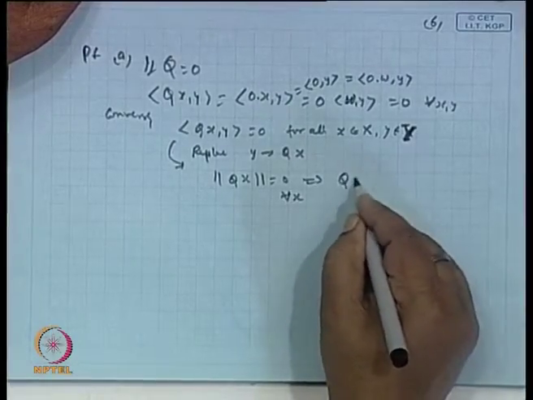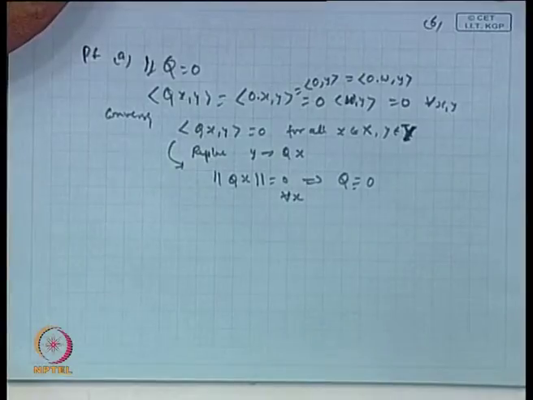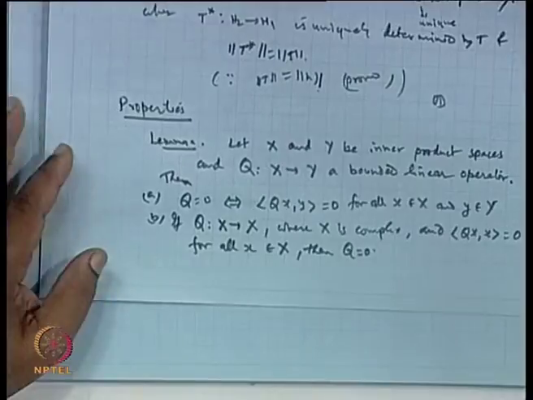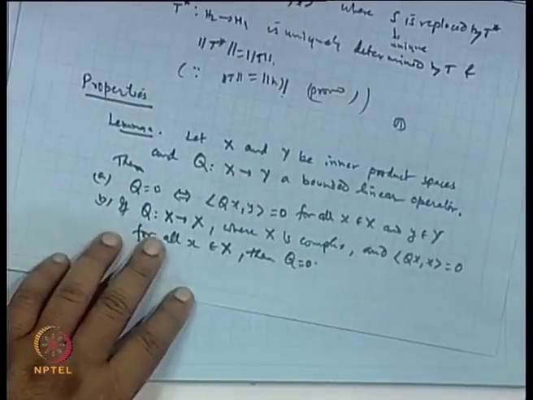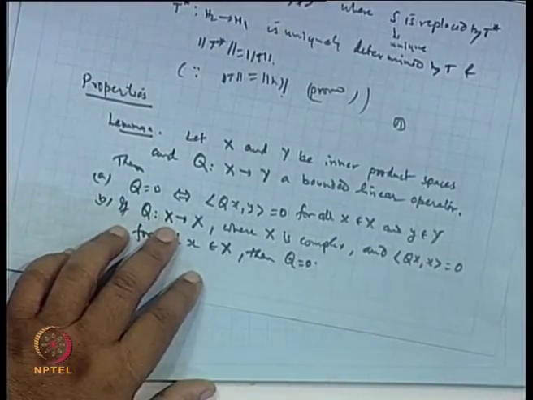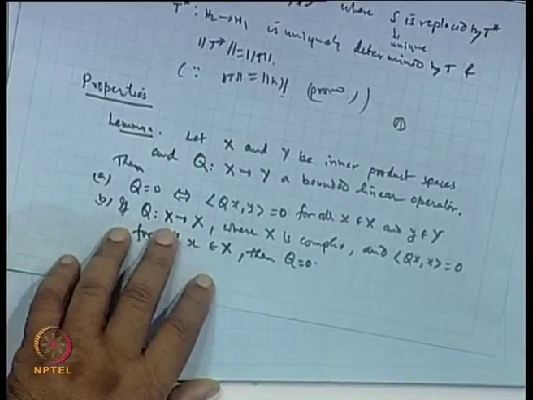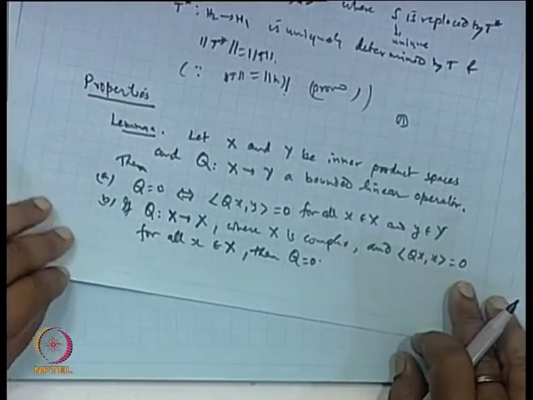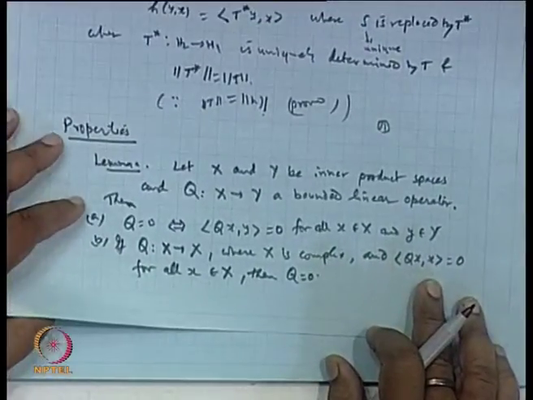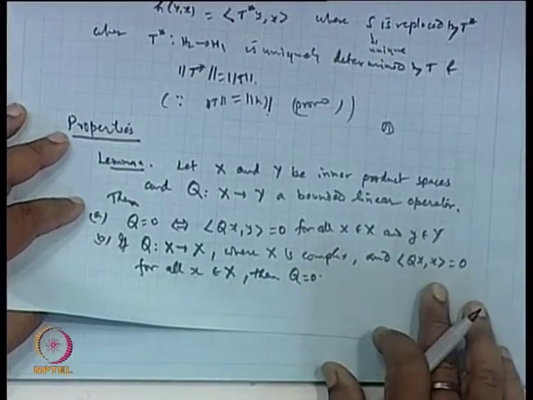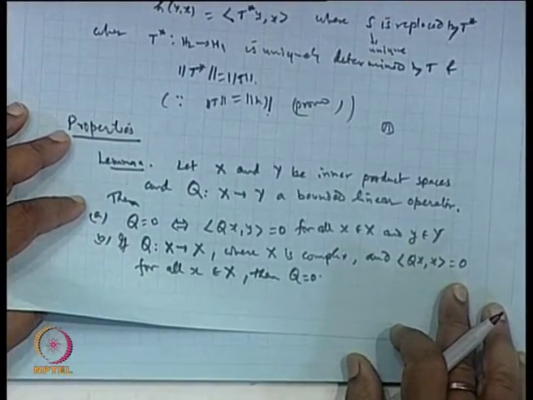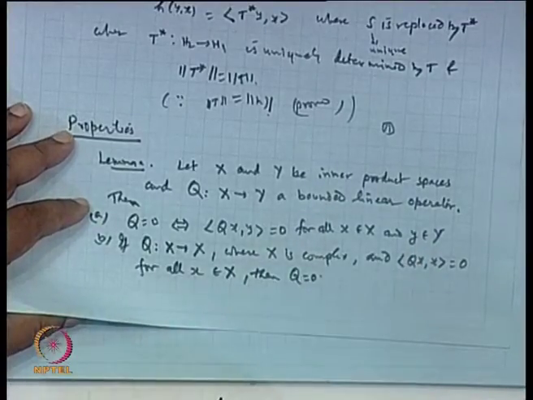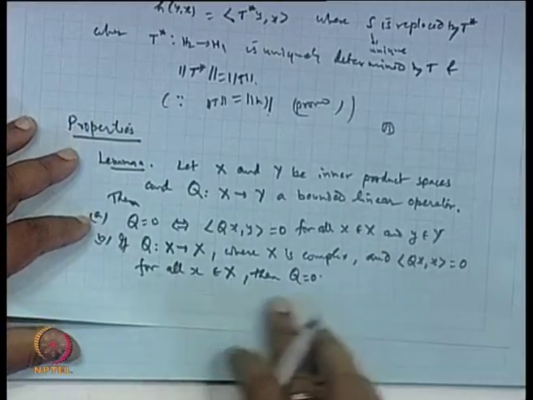So, this implies Q must be identically the 0 operator. So, this one part is very easy. What the second part says is, if Q is an operator from X to X itself, and X is a given complex inner product space, then the inner product of Qx, x being 0 implies Q must be 0. That is, the inner product of Qx, x is 0 only when Q has to be 0, if X is complex. If X is not complex, then this condition may fail.